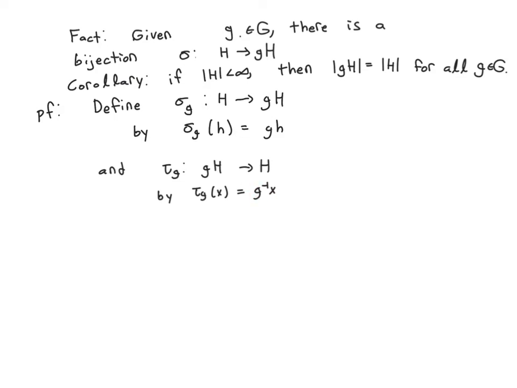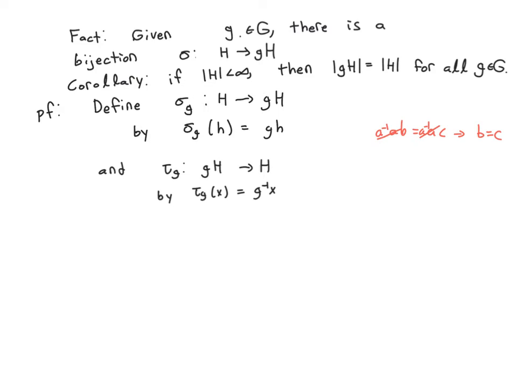Obviously, it should be multiplication on the left by G inverse. That's like earlier in the semester when you had to prove one of these cancellation laws. The trick was to multiply both sides on the left by the inverse. That's the edit undo operation. So let's define tau of G from this coset to H by taking X and multiplying on the left by G inverse.